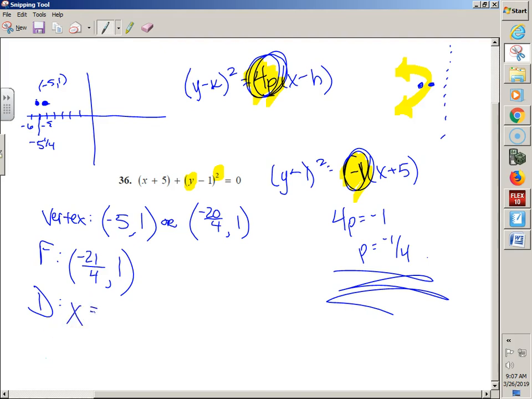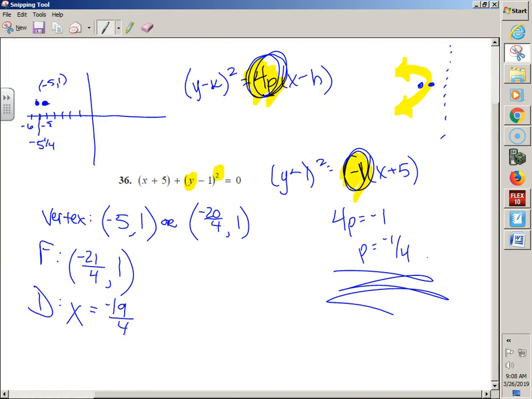x equals. And what x, well, wait a minute. Isn't it 1/4 the other direction? So instead of negative 21/4, negative 20/4, it's negative 19/4. Why? Because that distance tells me everything. That negative says, oh, you're headed left. Your focus is to the left, which means your directrix is the opposite direction. Oh my goodness, I think we're done.